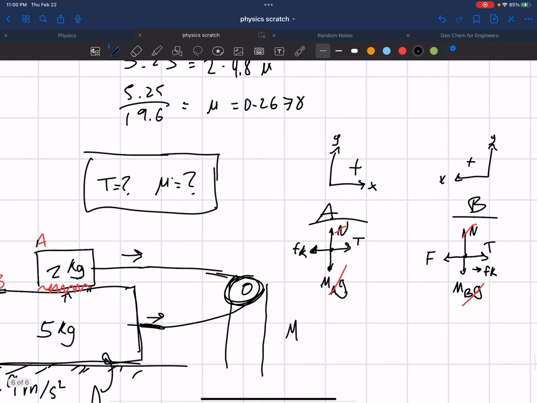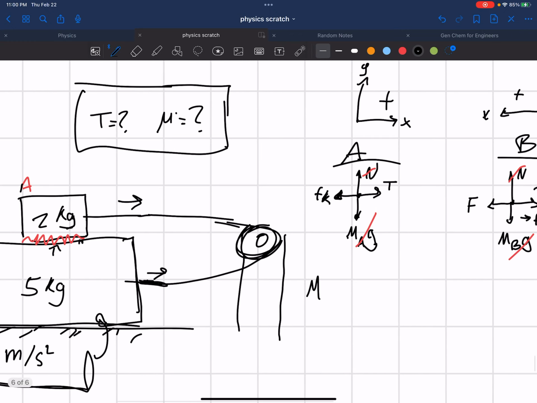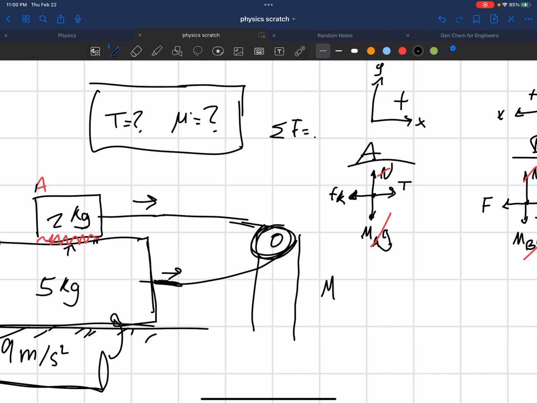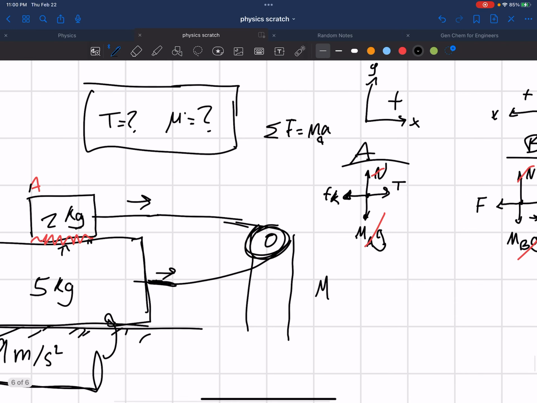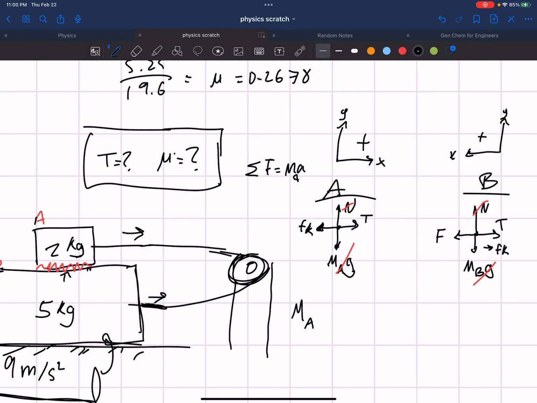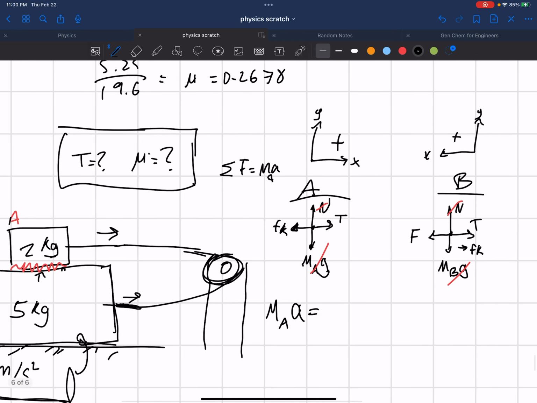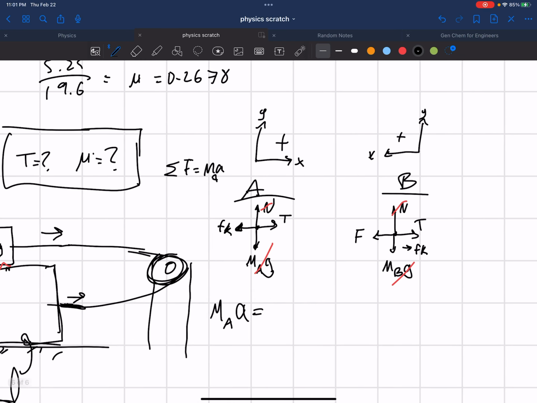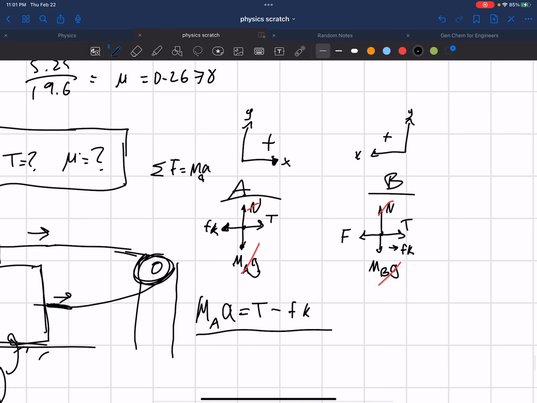So we know the sum, where did I write that? I think I erased it. Anyways, the sum of F is equal to MA. So for A, the sum of the forces: this plus this. But remember, guys, we have our axes. This is plus, so this is going to be T. And which way is this heading? It's heading in the minus direction, which means it's going to be minus FK. This is our equation for this one.